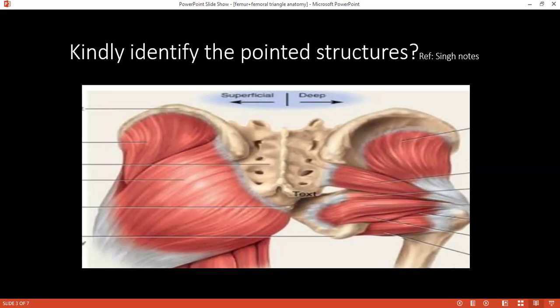Would you be able to tell me the origin and insertion of quadratus femoris muscle? Ma'am, I have not revised this part of the anatomy. I just revised the femoral triangle. All right, we'll move on. We'll do that again.